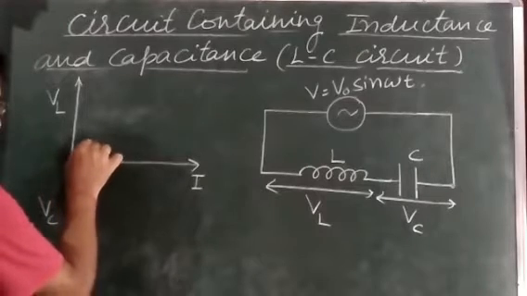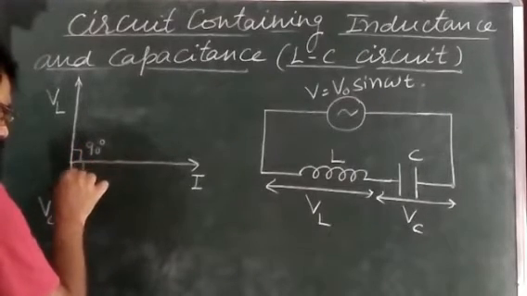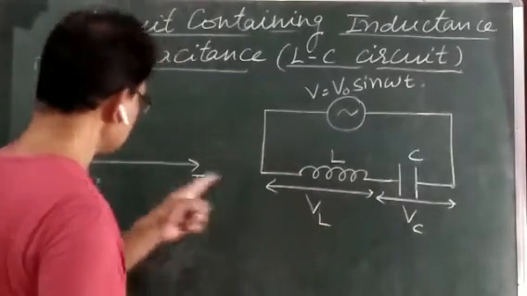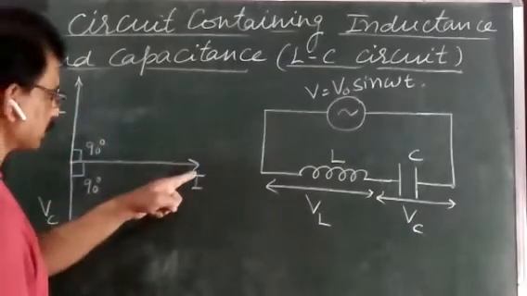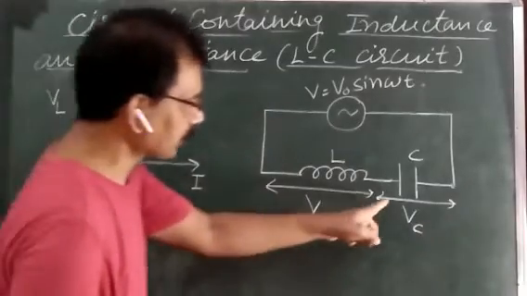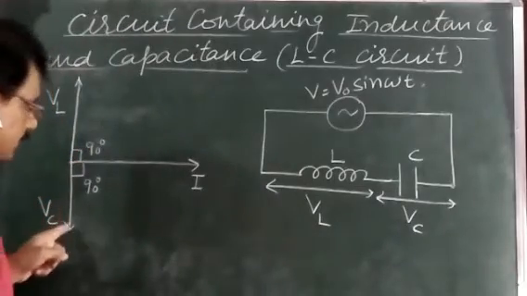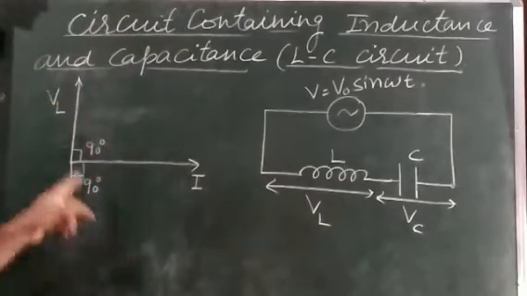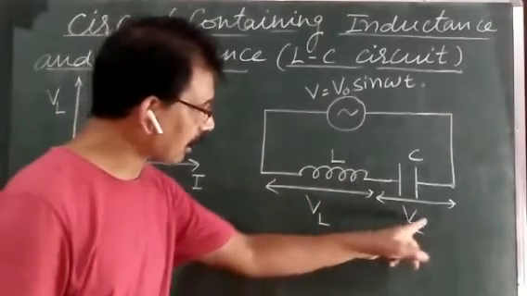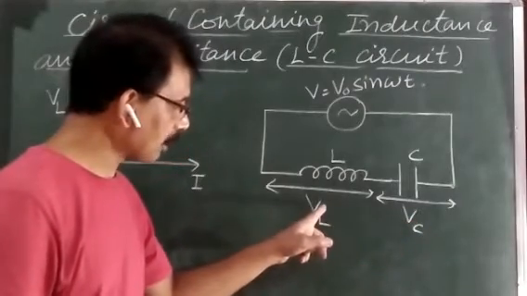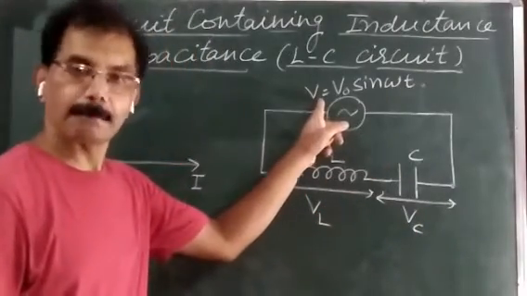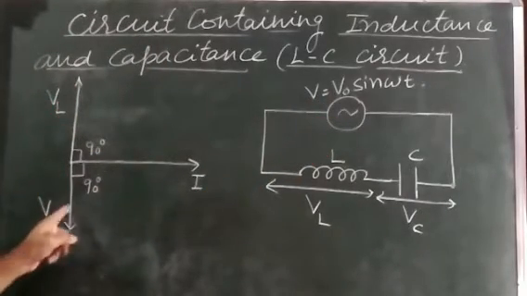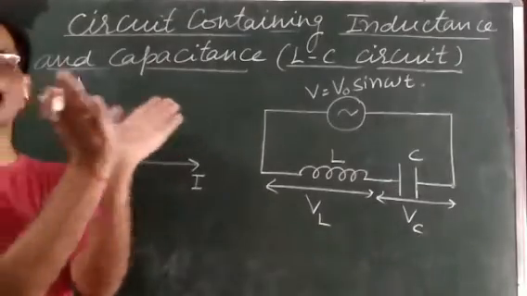This angle, how much here? 90 degrees, and this one is also 90 degrees. The voltage across the inductor, VL, leads the current I by a phase angle of 90, and the voltage across the capacitor lags behind the current by a phase angle of 90 degrees. Now here your aim is to find the vector sum of VL and VC, and the vector sum of VL and VC is equal to the applied voltage. So what is the angle between VL and VC? 180 degrees. It means both are opposite to each other.